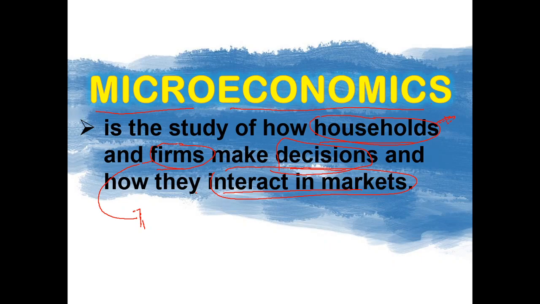When we say macro, we'll be talking about the economy of the nation, in a larger sense. But in microeconomics, we're just talking about a single firm, a single industry, and a single household or individual. So that's how we look at microeconomics. So let's proceed.